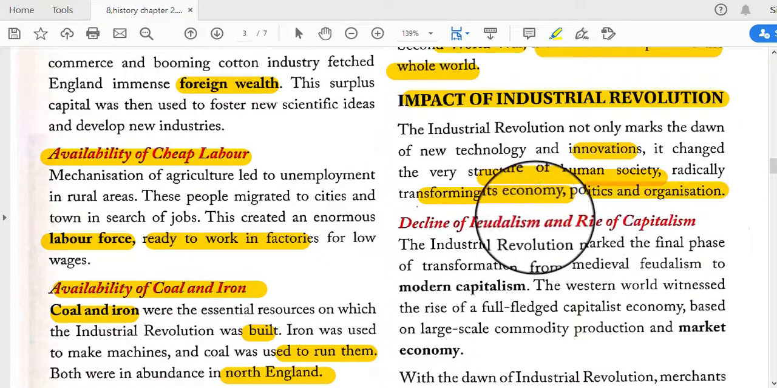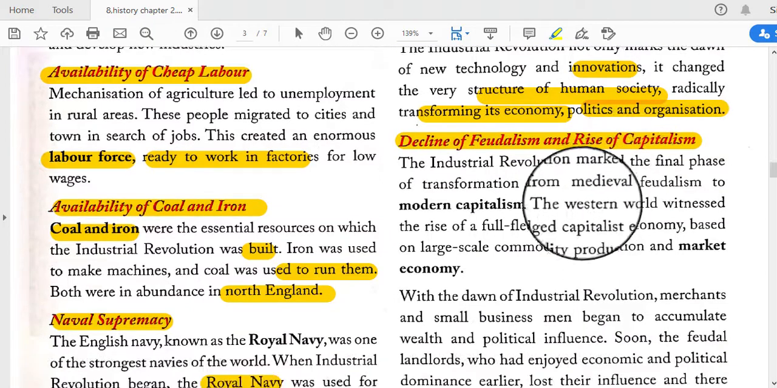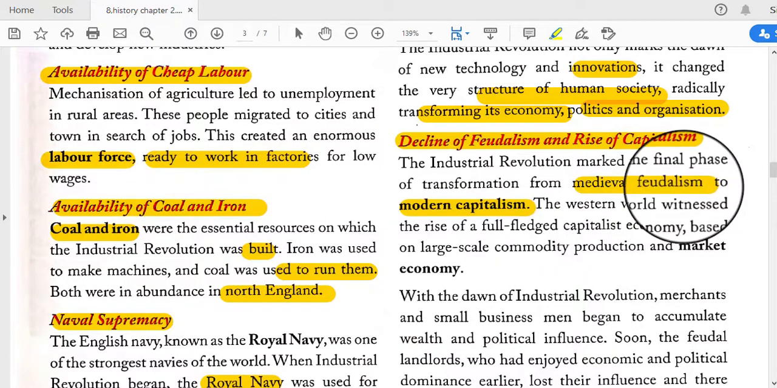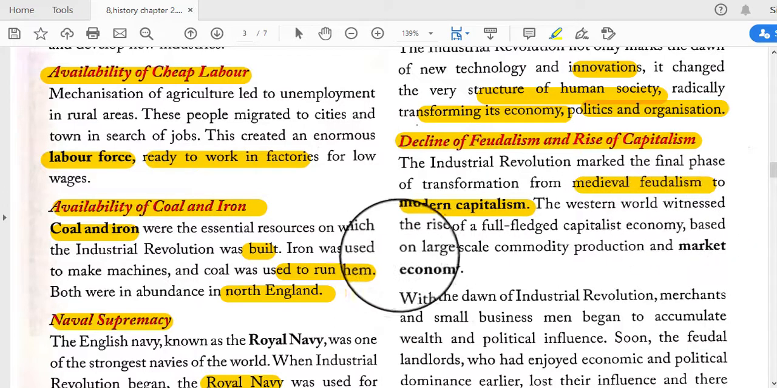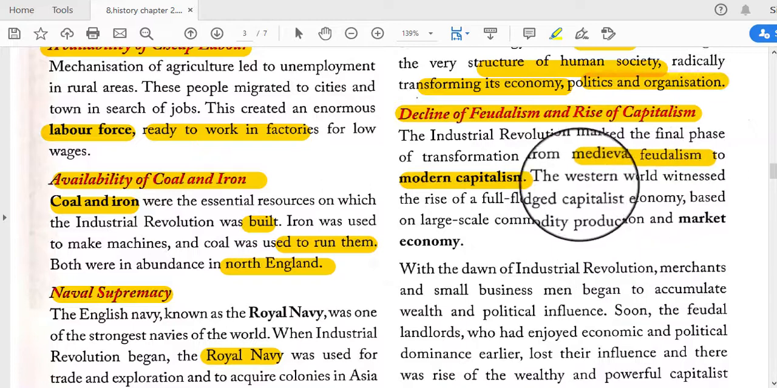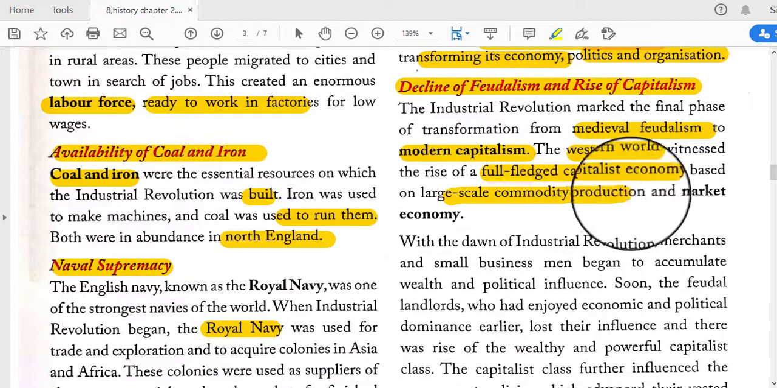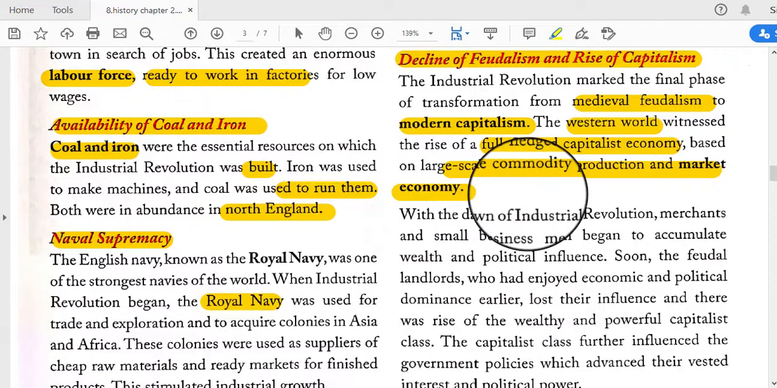Decline of feudalism and rise of capitalism. The Industrial Revolution marked the final phase of transformation from medieval feudalism to modern capitalism. The Western world witnessed the rise of a full-fledged capitalist economy, based on large-scale commodity production and a market economy.